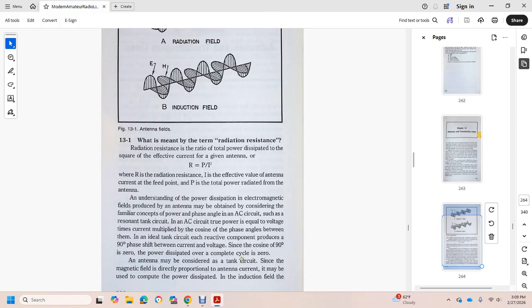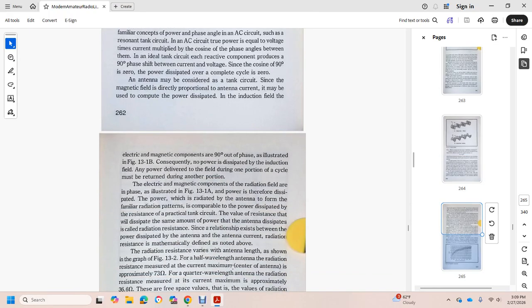The antenna may be considered as a tank circuit, in the sense that the magnetic field is directly proportional to the antenna current. The induction field has electric and magnetic components 90 degrees out of phase, as illustrated in figure 13-1B. There is no power dissipated in the induction field; any power delivered to the field during one portion of the cycle must be returned during another portion.